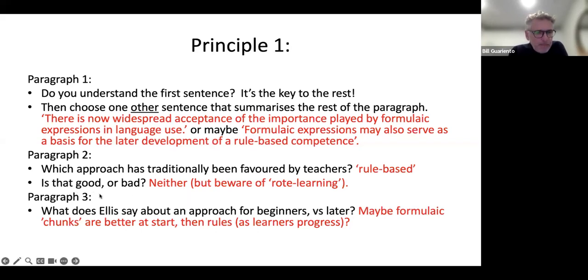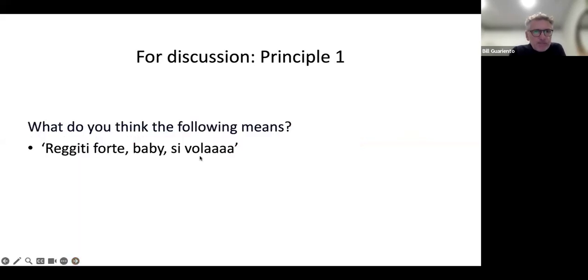And finally, in paragraph 3, we said, what does Ellis say about an approach for beginners compared to an approach for more advanced students? And Takwa said, maybe we should use formulaic chunks more at the beginning when they're just starting out, and then we can start to teach our learners rules as they become more proficient. Thank you, Takwa.